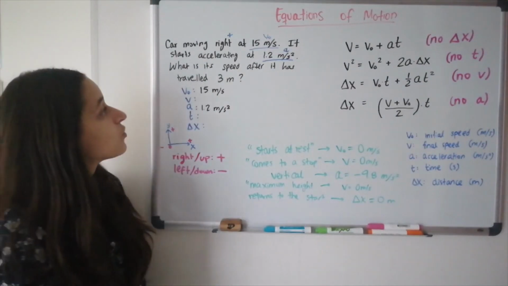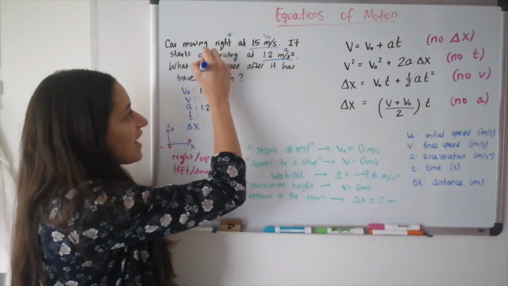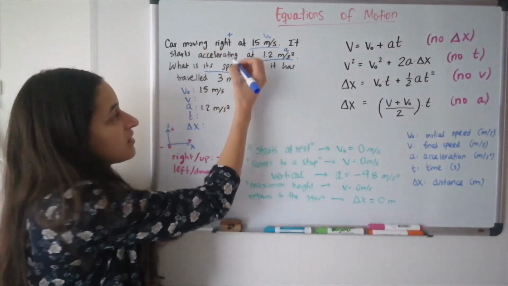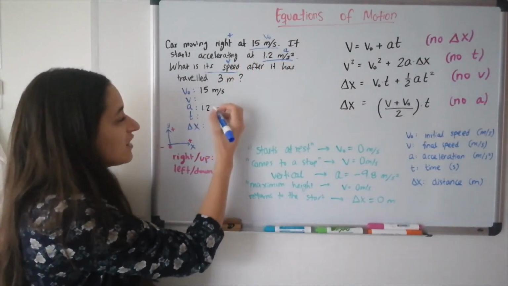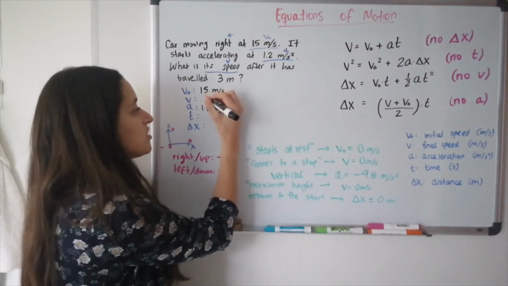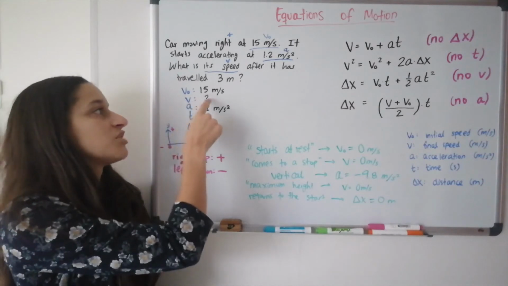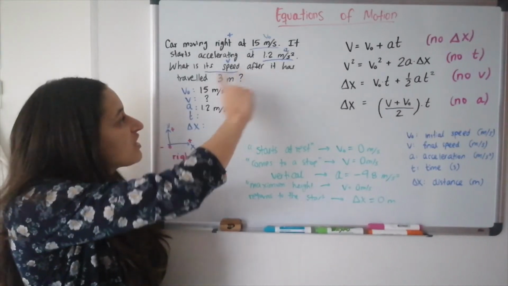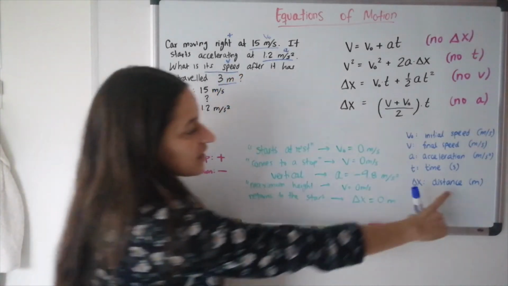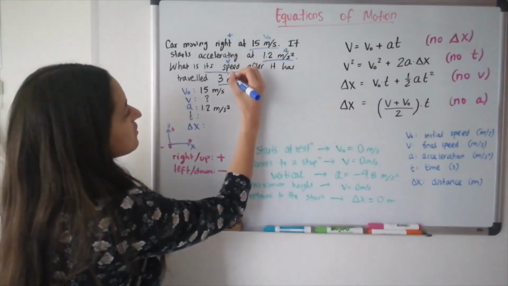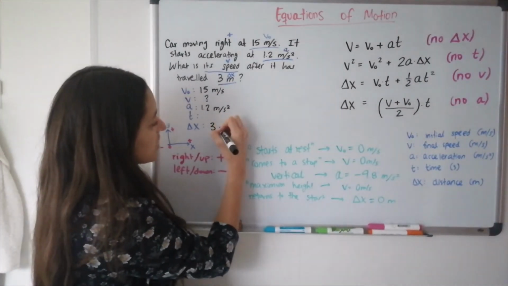We keep reading. What is its speed? So there we're going to find what we're being asked for. This is final speed because we already have the initial speed. So final speed is what we're being asked for. I always put a question mark so that I remember that that is what is being asked for. And after it has traveled 3 meters. So if this is in meters, it has to be a distance. So this is delta x. And I can put that here. Delta x is 3 meters.